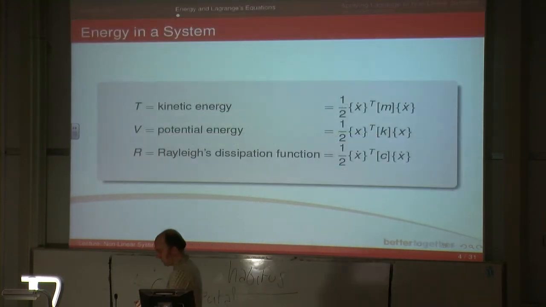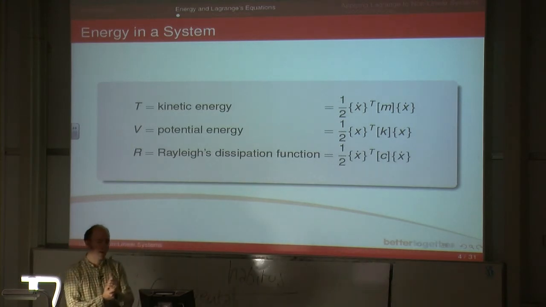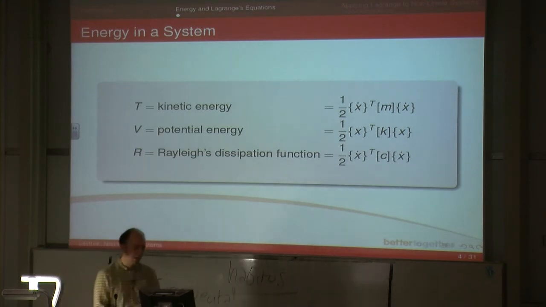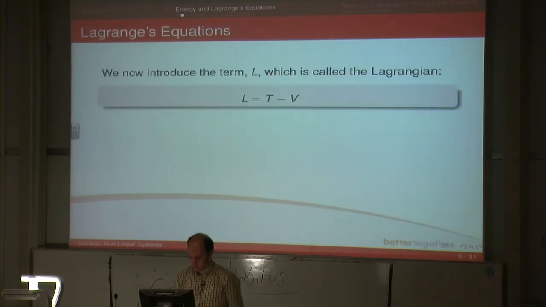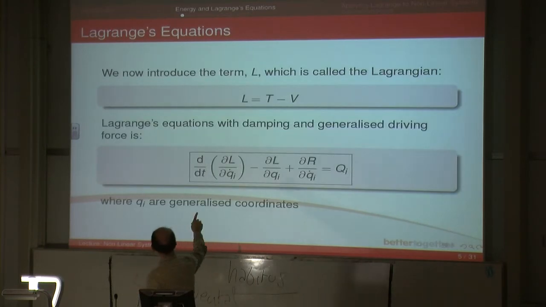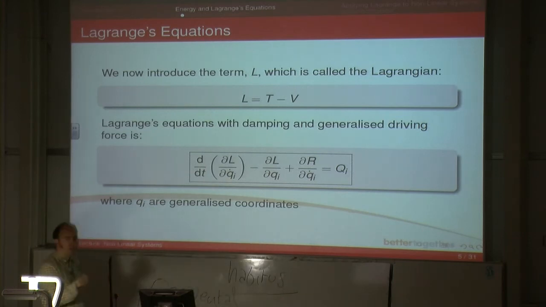So as you know, this chapter deals with energy. Up to now we've been using Newton's second law to find equations of motion for a system. Now we're going to be using energy, and we're going to be using something called Lagrange's equation, which is this equation at the bottom down here, to find the equation of motion.